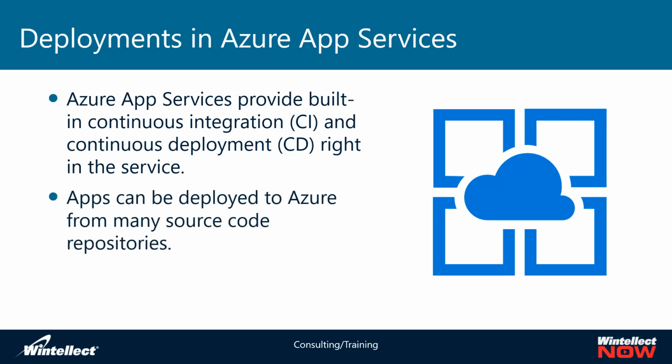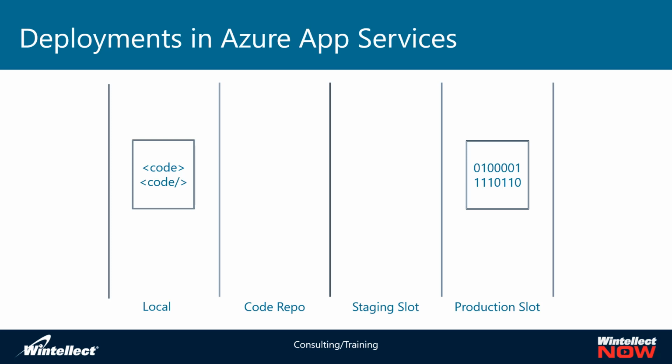Apps can be deployed to Azure from many sources and many repositories. So what we can do with Azure App Services is hook it up to a number of different code sources that are generally Git-based, and then use App Services to build a continuous integration and continuous deployment pipeline right in the service. What that would look like is something like this, where I have my local copy that I'm working on and making my changes to.